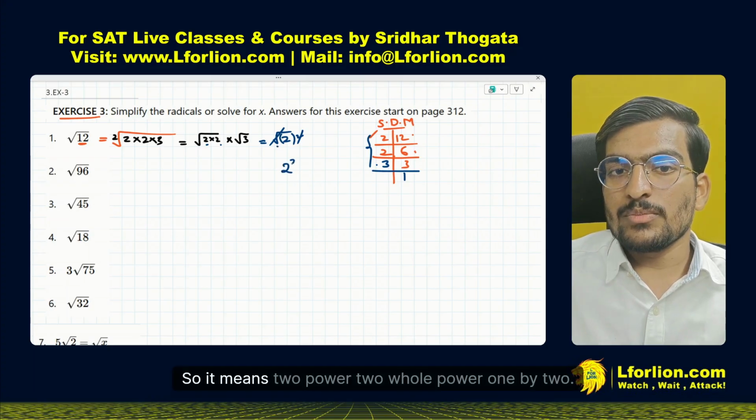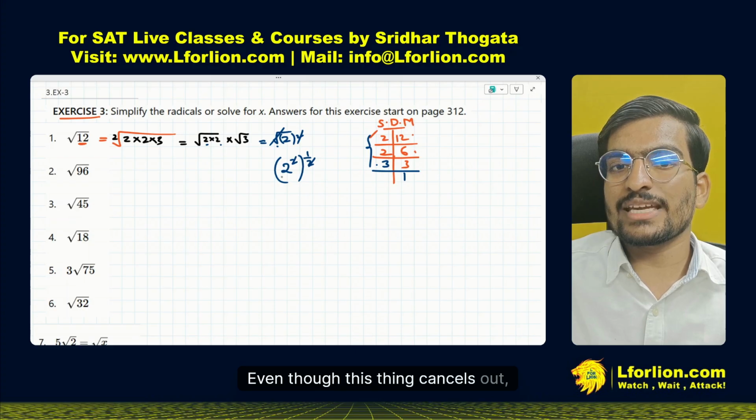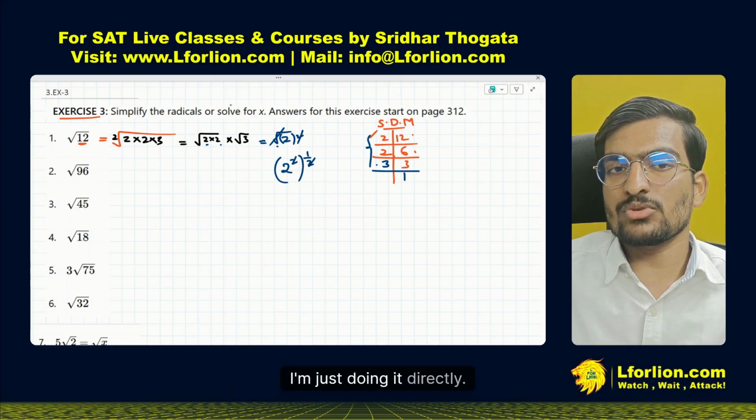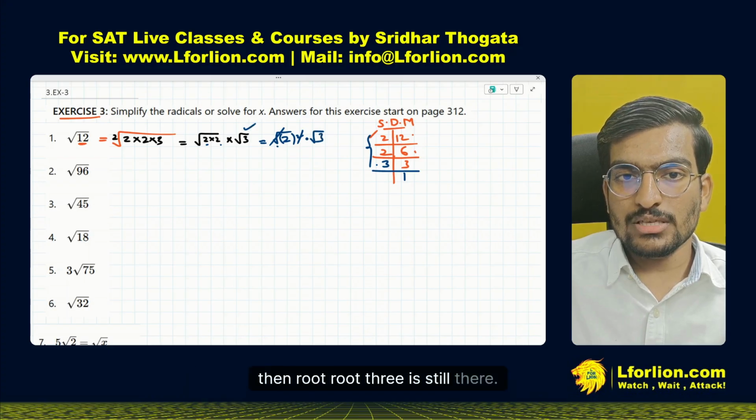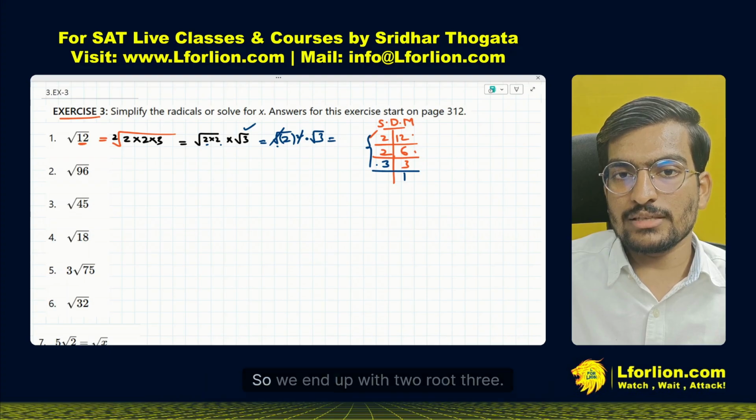So it means 2 power 2 whole power 1 by 2. Even though this cancels out if you do it that way, I'm just doing it directly. So here we still have 2 and then root 3 is still there. We can't do anything, just leave it like that. So we end up with 2 root 3.